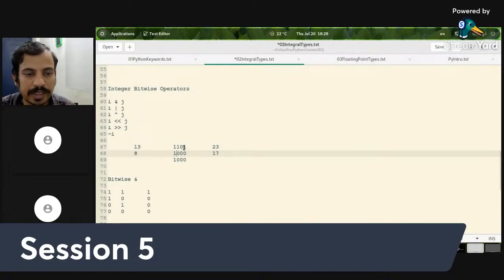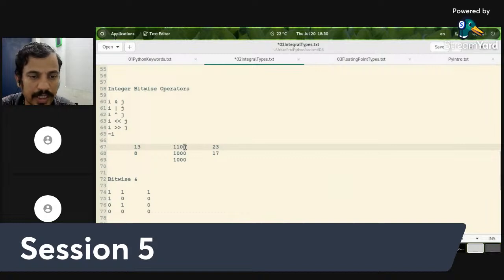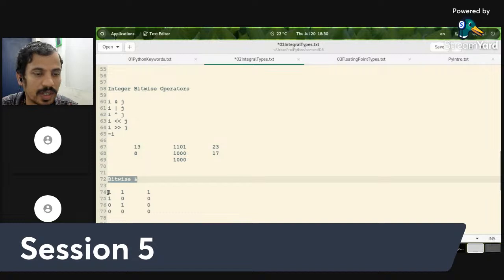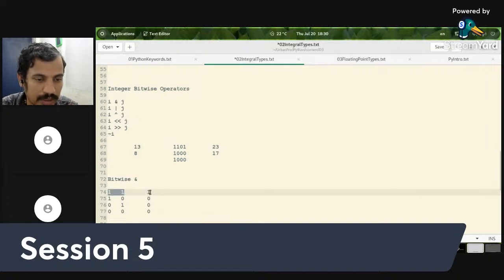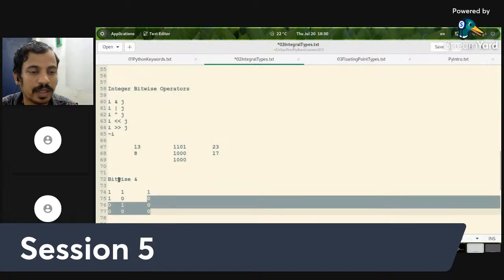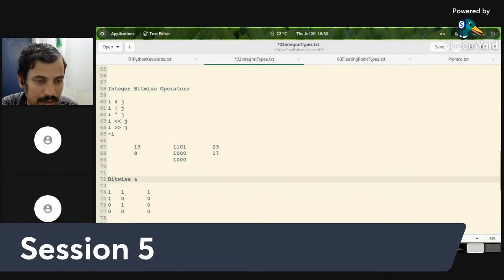So bitwise operations happen between corresponding digits. This digit will be compared with this one, and so on. What is the rule for bitwise and? If both the bits are ones, the result is 1. Otherwise, if at least one of the bits is 0, or both bits are 0, in all those cases the result is 0. So we are applying this truth table or rule here.